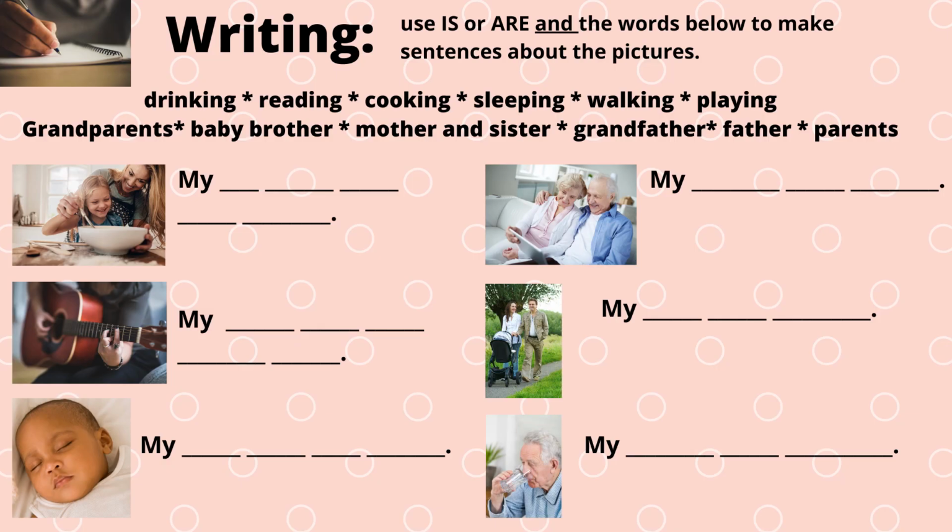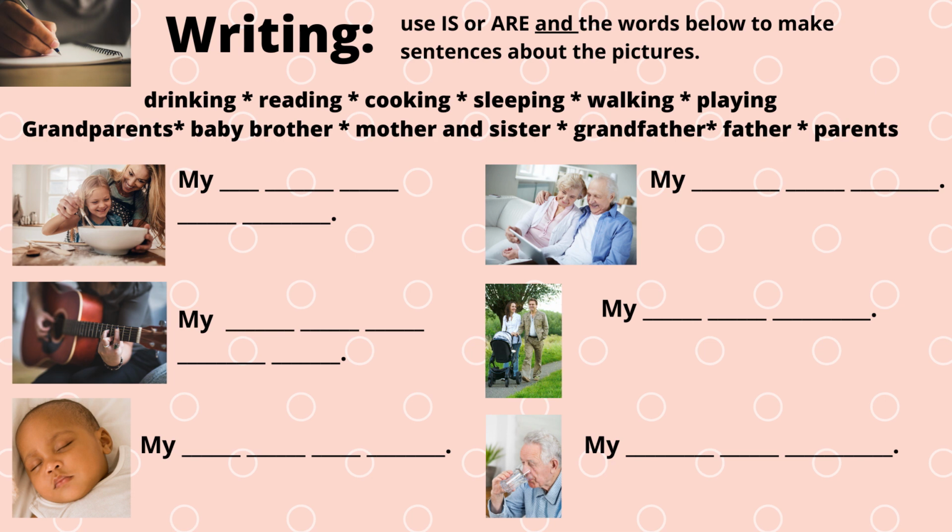What we're going to do today is practice everything that we've learned in those first 4 lessons and try to put it on paper in our writing. Let's go ahead and look at what type of writing we're going to be doing today. So on your screen, you see 6 pictures. You also see the verbs I'd like you to use. Verbs like drinking, reading, cooking, sleeping, walking, and playing.